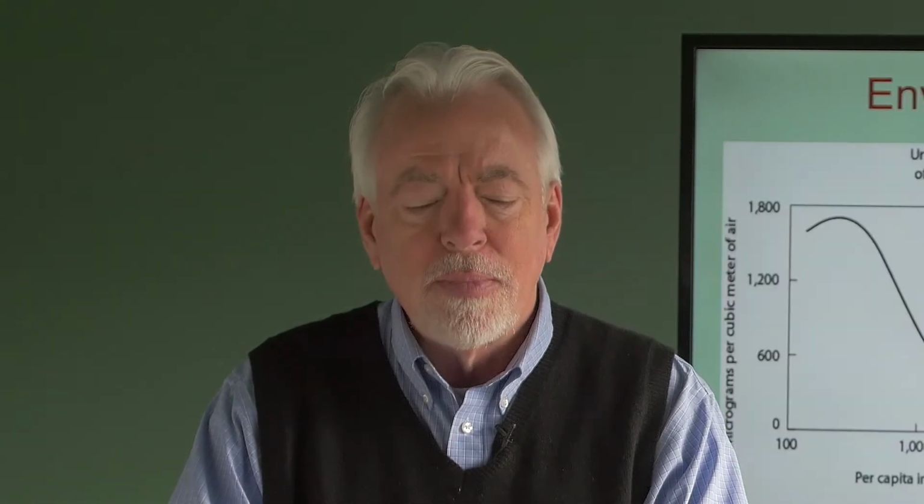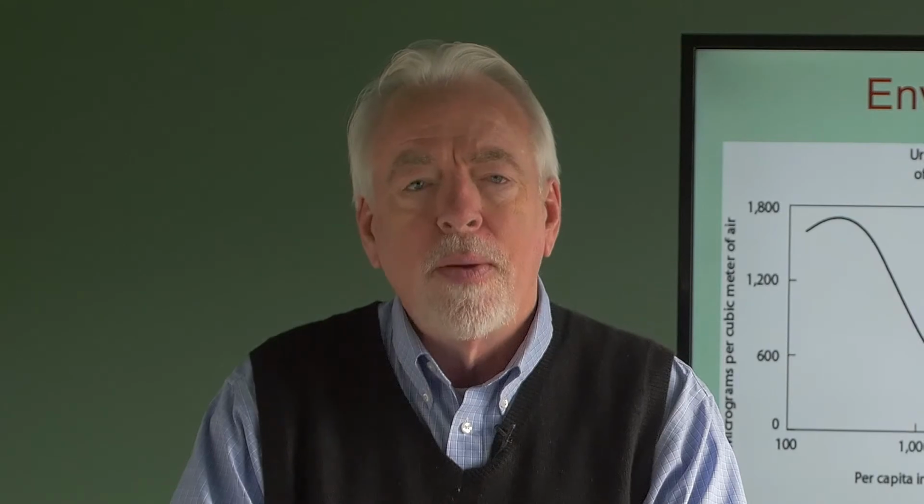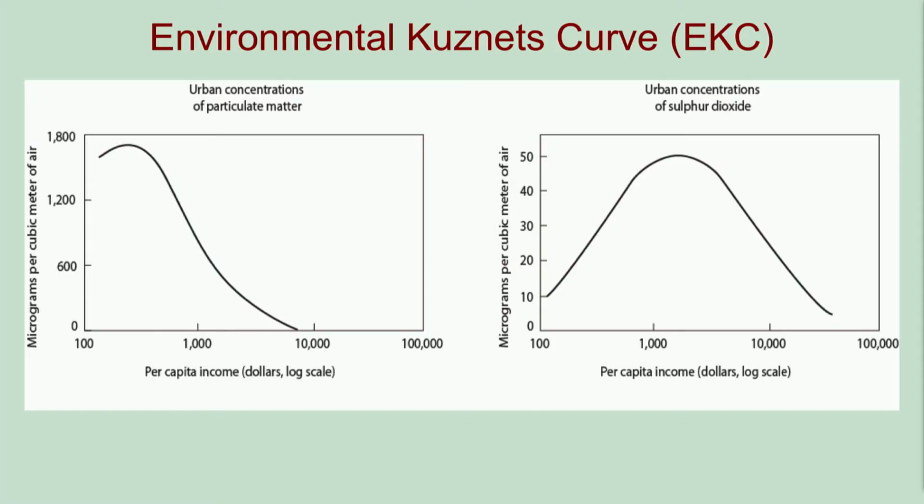Welcome to the political economy of the environment. Today's episode is about what's called the environmental Kuznets curve, an idea that came about in the 1990s that relates the extent of environmental degradation to per capita income. The curve looks like this.